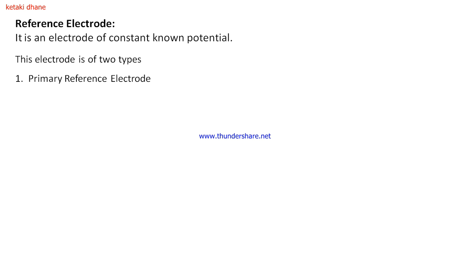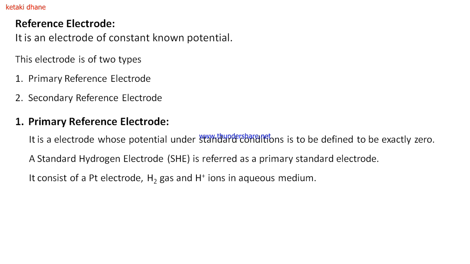Now the next electrode is the reference electrode. It is an electrode of constant known potential. The electrode is of two types: primary reference electrode and secondary reference electrode. Now the classification of reference electrode: the primary reference electrode is an electrode whose potential under standard condition is defined to be exactly 0. A standard hydrogen electrode is referred to as a primary standard electrode.